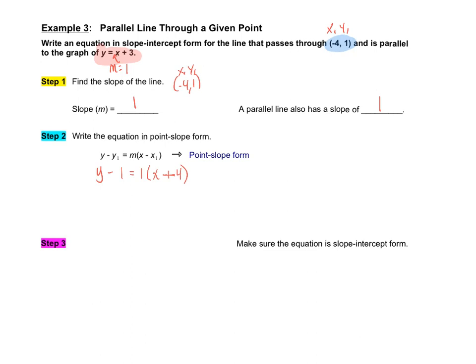Then to get this to slope-intercept form, I had 2 steps. Step 1 was to distribute, and step 2 is to isolate y. So let's do that. If I distribute my 1, it doesn't really change anything because it's the identity property. 1 times x is x, and 1 times 4 is 4. And then isolate y by adding 1 to both sides, and I get y equals x plus 5.